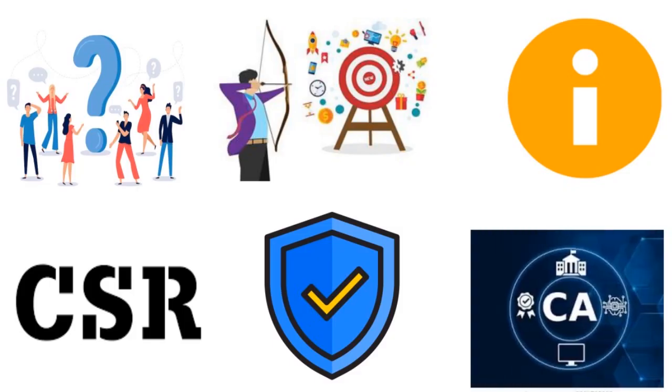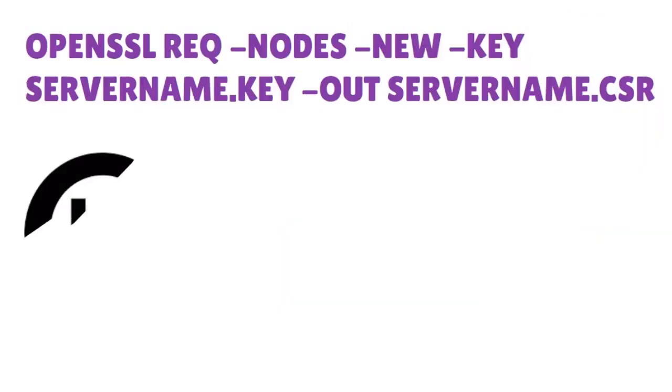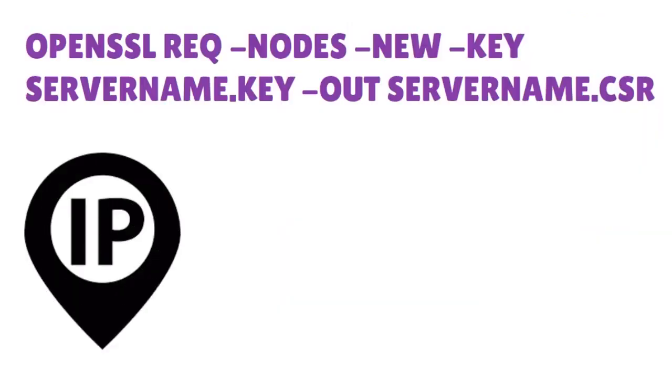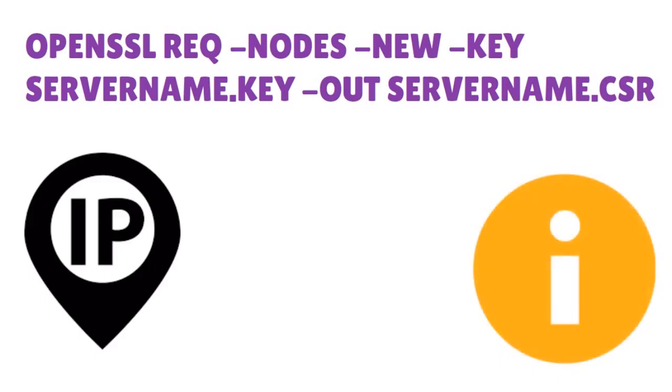The common name is typically the domain name. Here I'm speaking about the DNS or IP address of the location. After entering this information, a server name.csr file will be located in the current directory with a server name.key private key file. So that's kind of cool. It gives you more info.